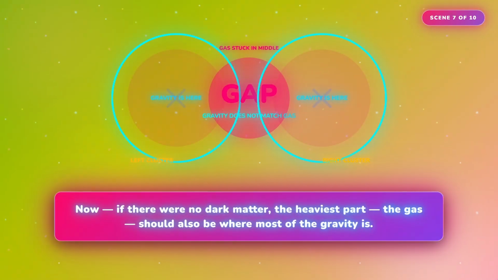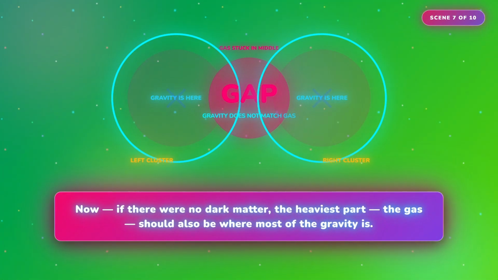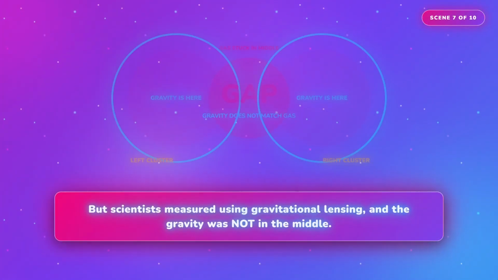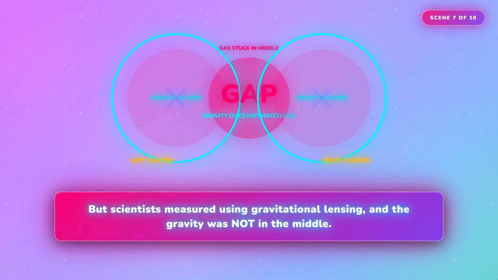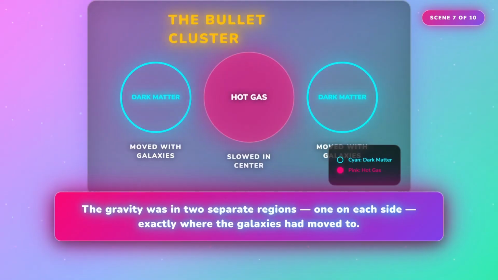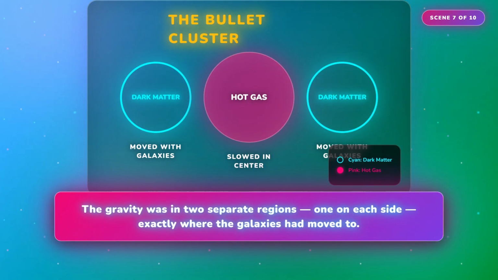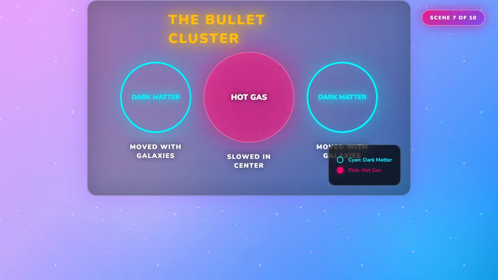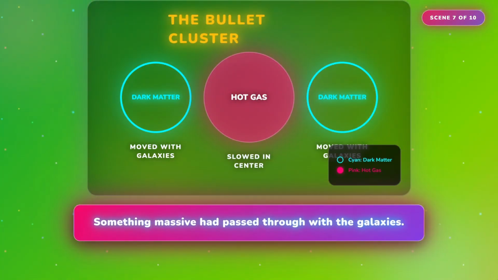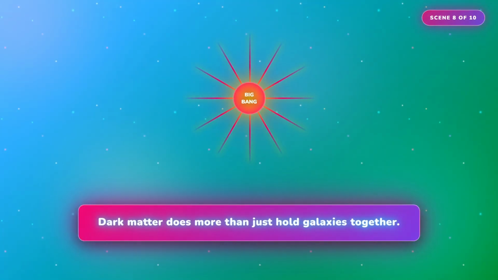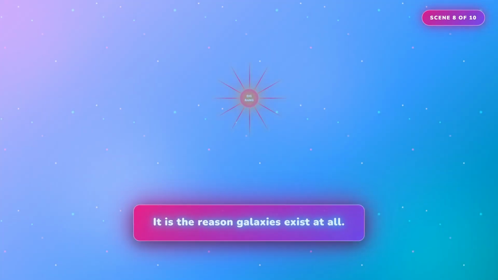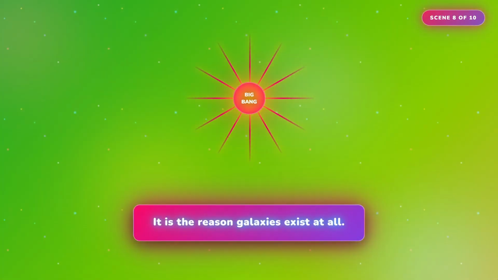Now, if there were no dark matter, the heaviest part, the gas, should also be where most of the gravity is. But scientists measured using gravitational lensing, and the gravity was not in the middle. The gravity was in two separate regions, one on each side, exactly where the galaxies had moved to. Something massive had passed through with the galaxies. Dark matter does more than just hold galaxies together. It is the reason galaxies exist at all.